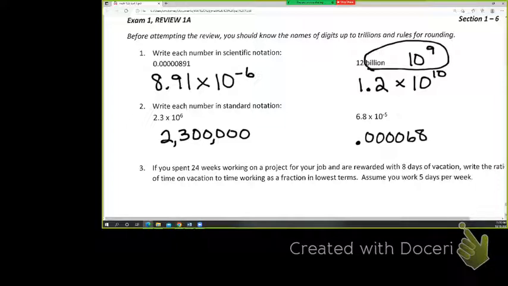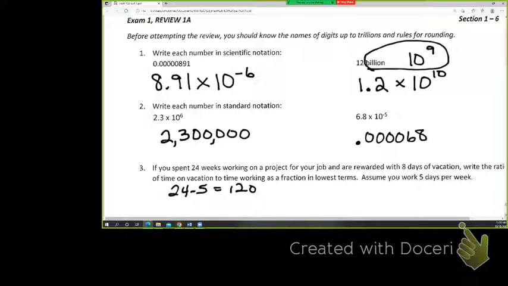Okay. Number 3 is just asking about a ratio, but it is saying it wants the ratio for how many vacation days you have to working time. Is it 44 weeks divided by 5? No. So you have to convert. We need to change the weeks into days, into work days, right? So if we work 24 weeks, we worked 24 times 5, and then we're getting 8 days off.